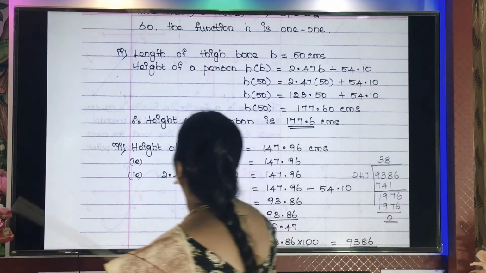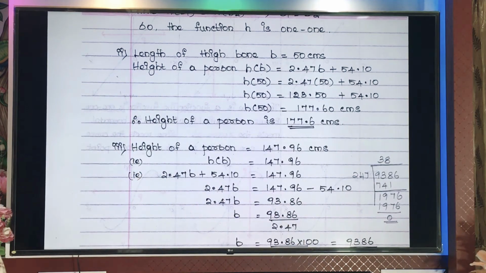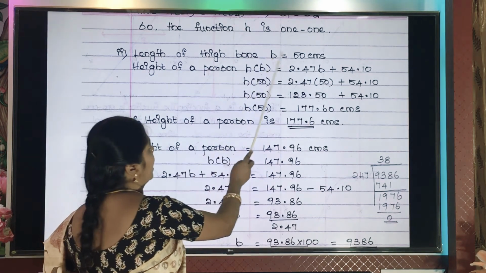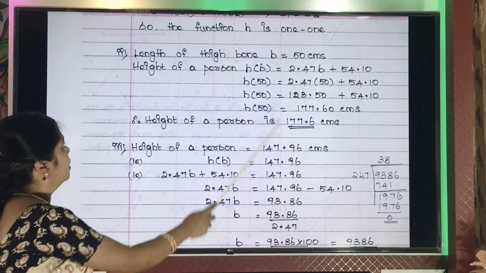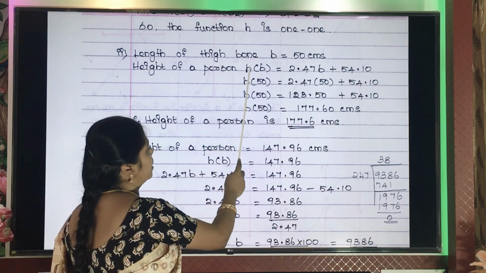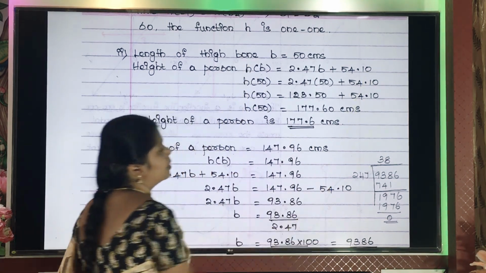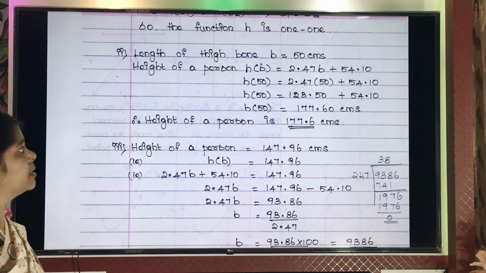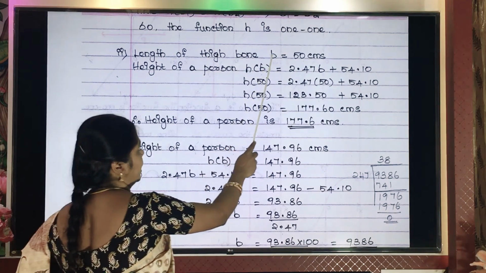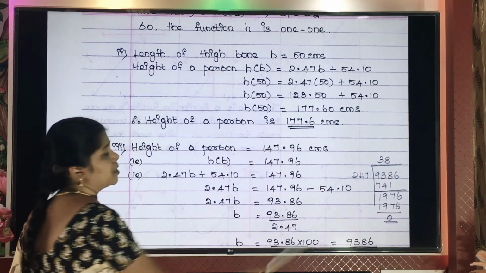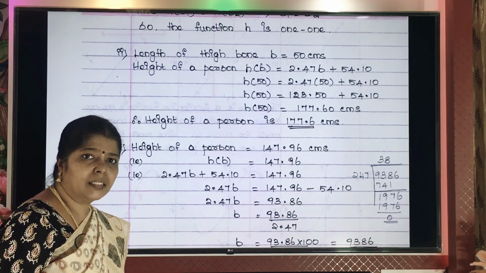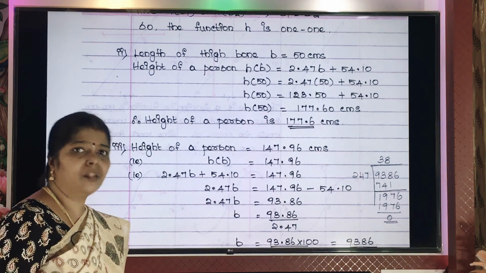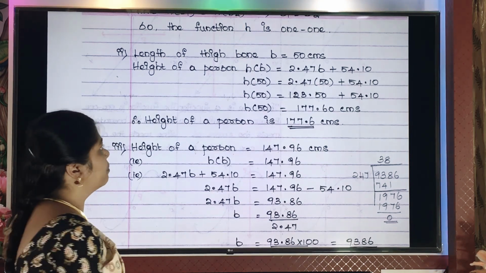Okay, now let us get into subdivision 2. They have given the length of the thigh bone as 50 centimeters. We are supposed to find the height of the person. So how to find the height of the person? This is the equation given for the height of the person. Now in the place of B, I am supposed to substitute 50. What is B? B is the length of the thigh bone.